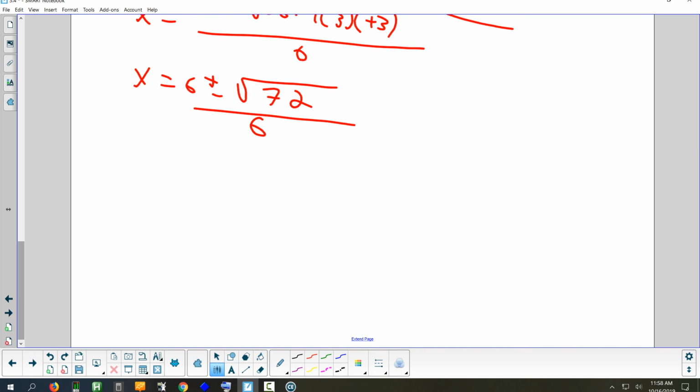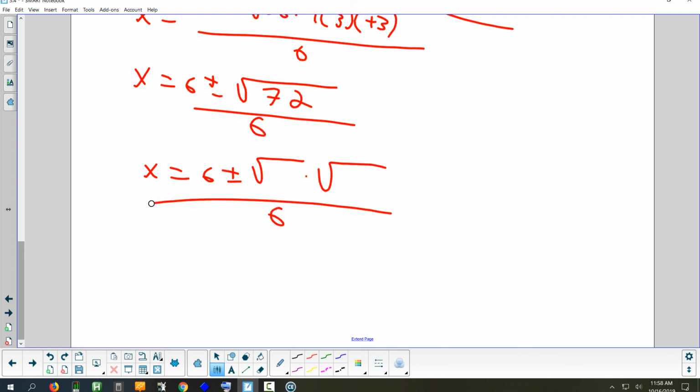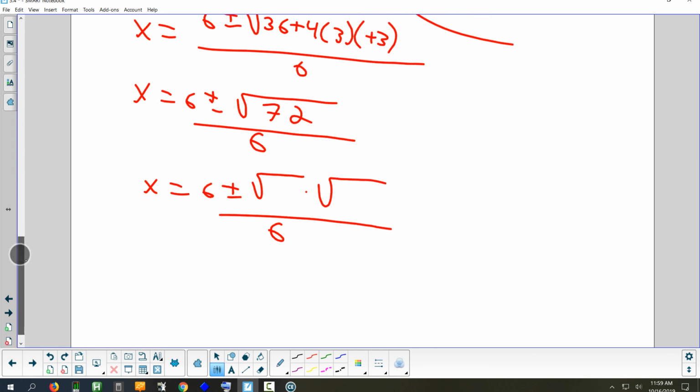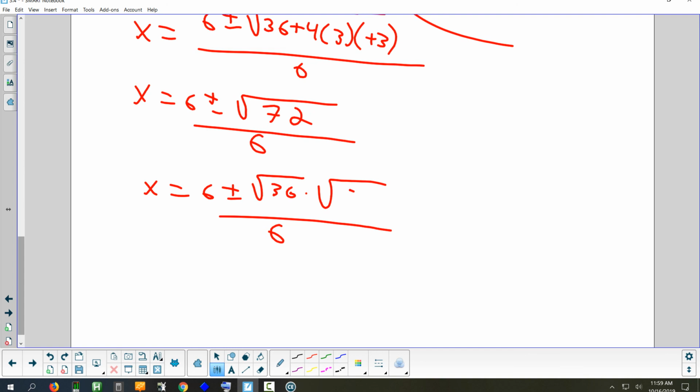Now, 72 you can simplify. Anybody think how you can break up 72? Into two numbers, something times something. And one of those numbers is a perfect square. Yeah, 36 and 2. What's the square root of 36? So now you get 6 plus or minus 6 roots of 2 over 6.